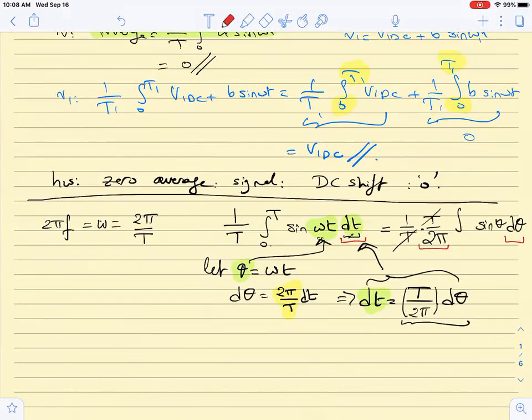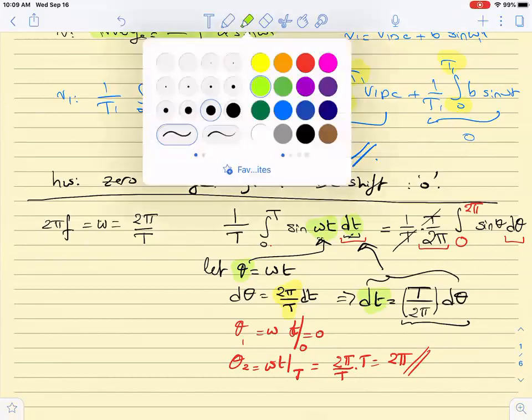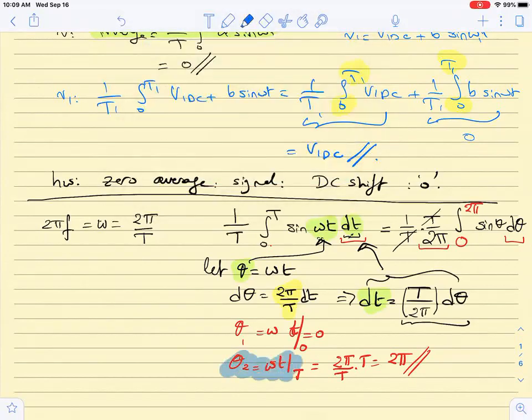Now the zero: if t equals 0, then theta is equal to what? Equal to omega t, when t is 0. So this will be 0. And then theta 2 is omega t when t equals big T. So this will be 2 pi over big T times big T, which equals 2 pi. So the bound between theta 1 and theta 2 is 2 pi. I have theta 2 bound which is 2 pi, I put it here, and theta 1 bound is 0.